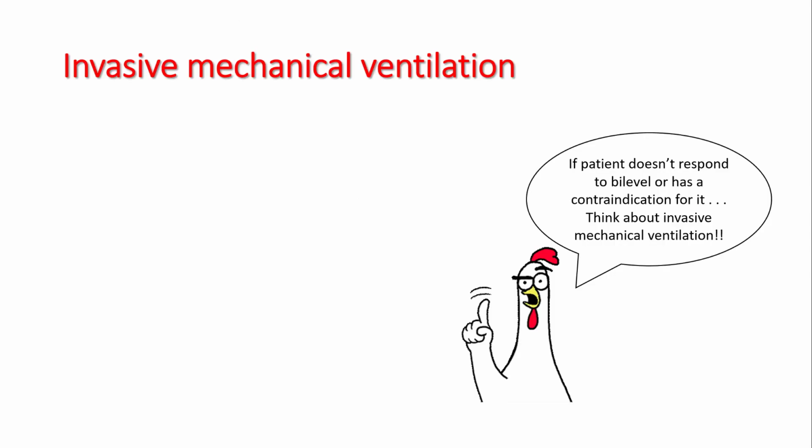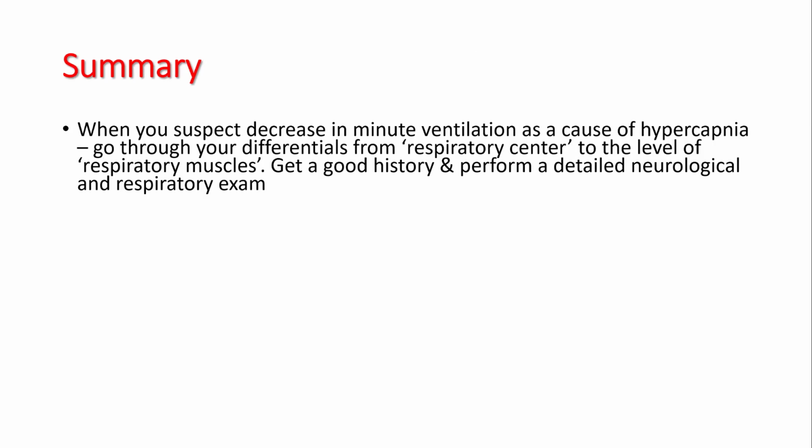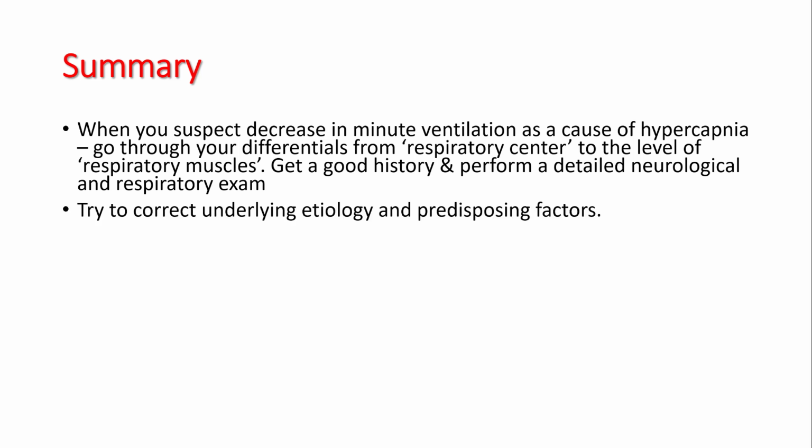If the patient has not responded to bilevel or has a contraindication for it, think about invasive mechanical ventilation. So in summary, when you suspect somebody has decreased minute ventilation as a cause for hypercapnia, go through your differentials from the respiratory center to the level of respiratory muscles, get a good history, and perform a detailed neuro and respiratory exam. Try to correct the underlying etiology and predisposing factors. Differentiate acute from chronic hypercapnia.